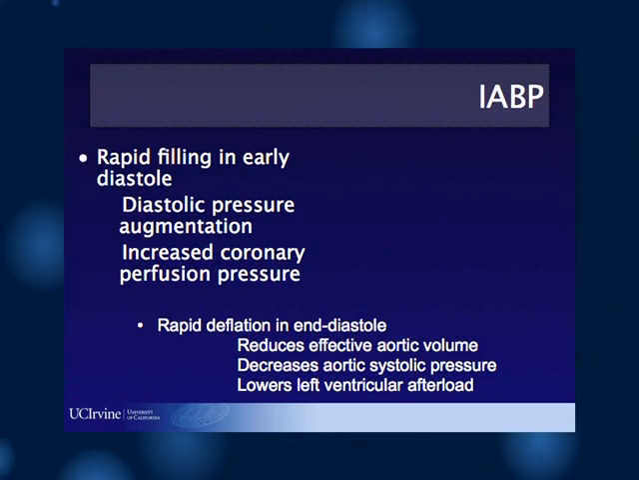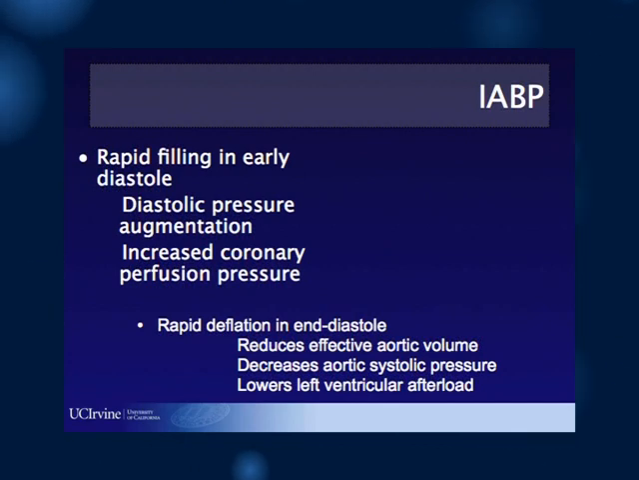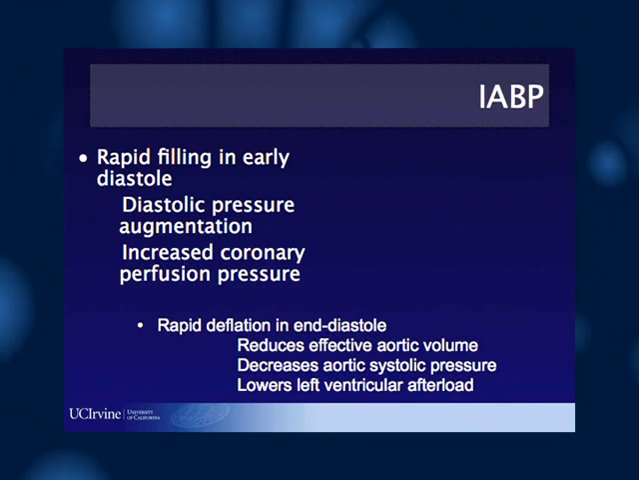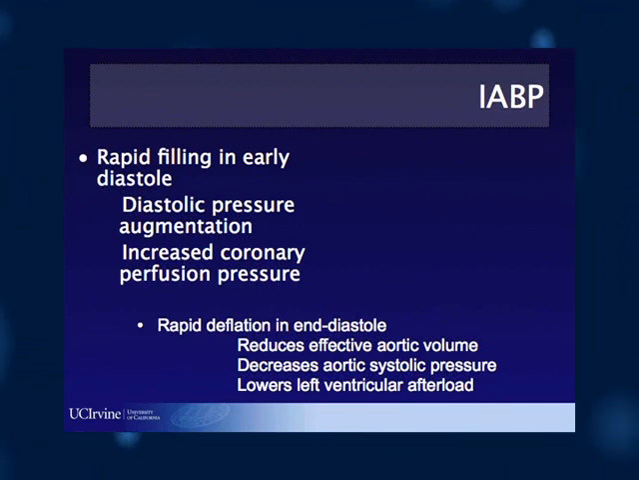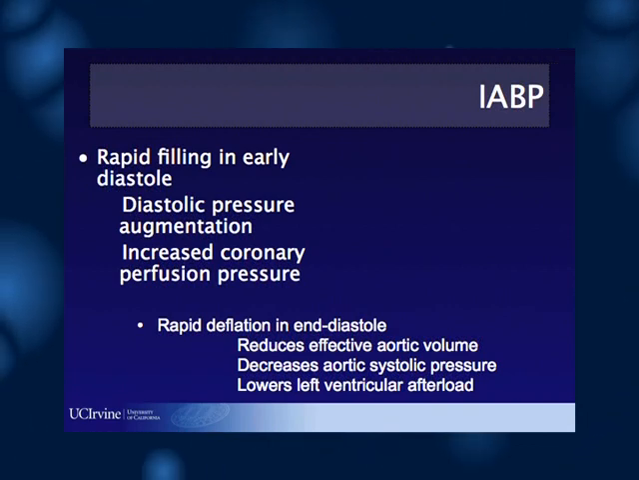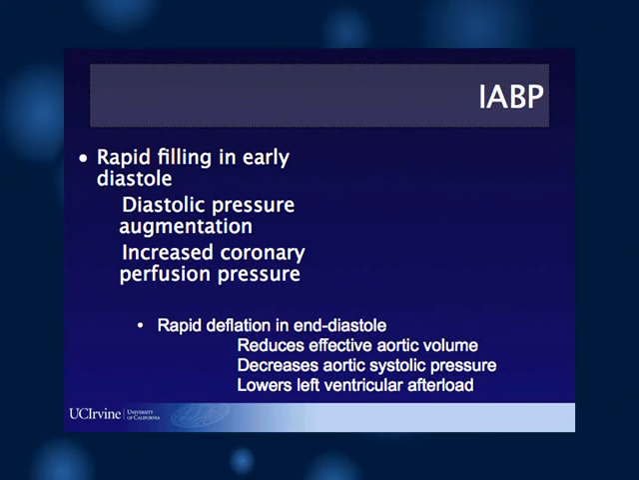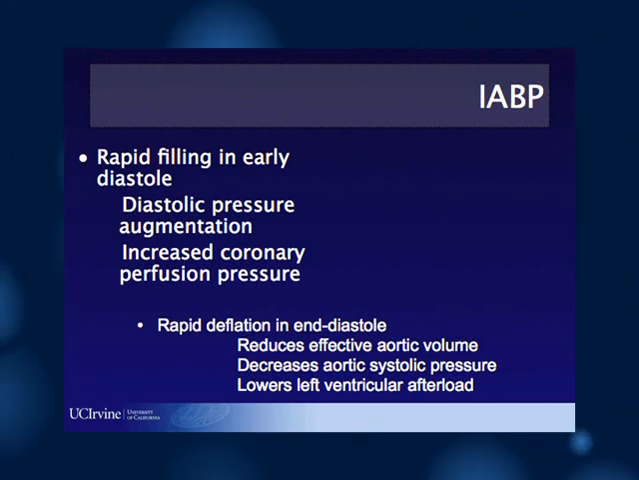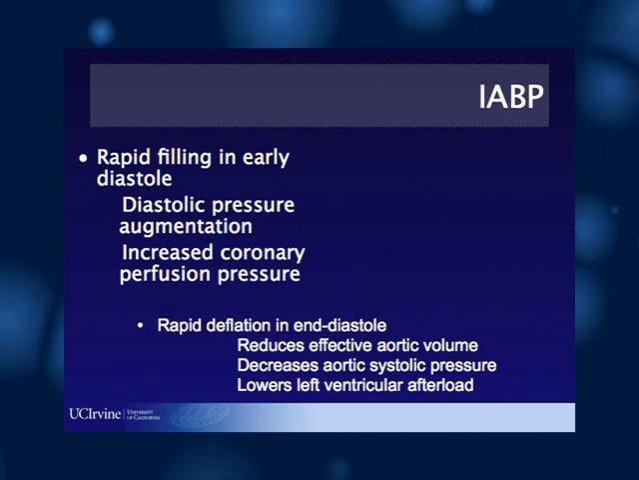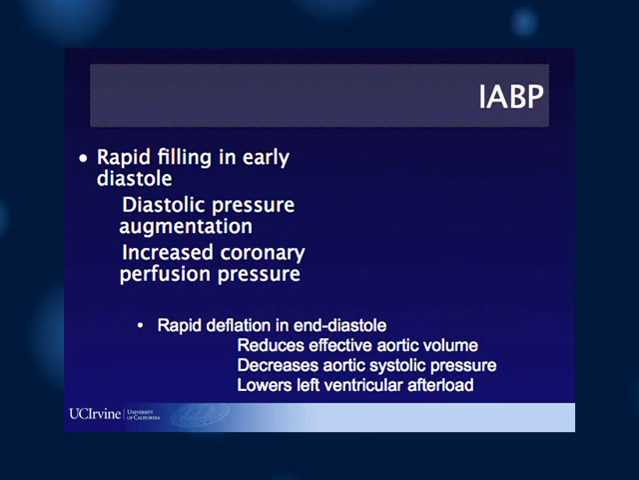The next phase of intra-aortic balloon pumping is the rapid deflation of the balloon at end diastole just before systolic ejection, which reduces the afterload against which the heart must pump. This is determined by a reduced aortic systolic pressure at the initiation of ejection and can be appreciated as a lower ventricular afterload, making the heart more efficient and reducing myocardial oxygen demand.